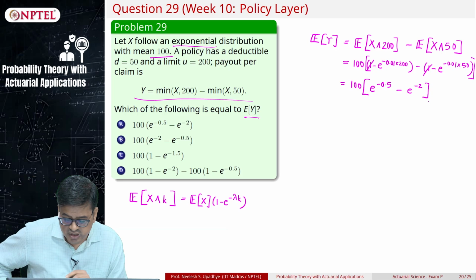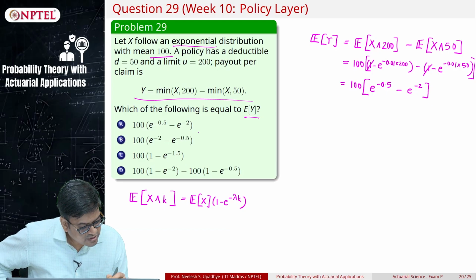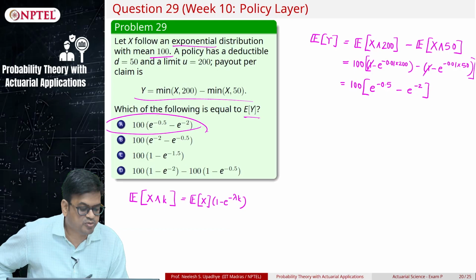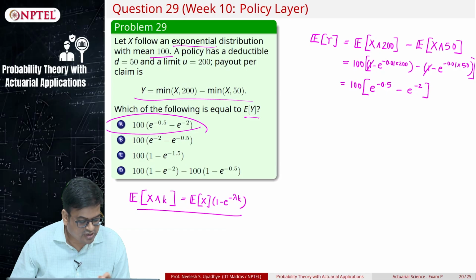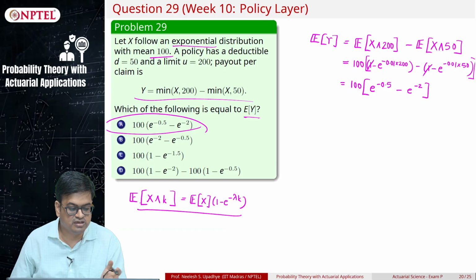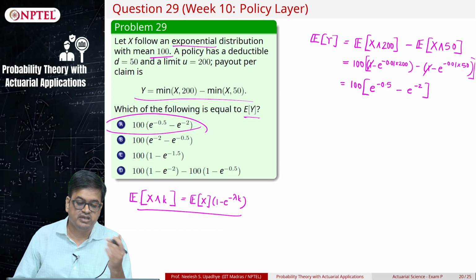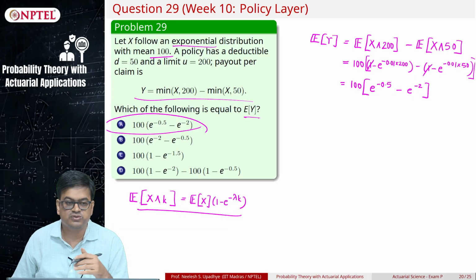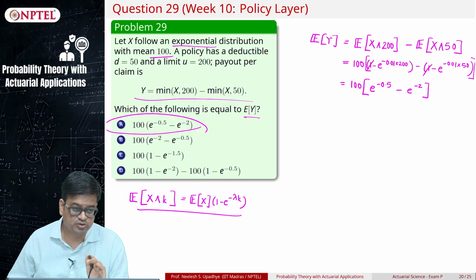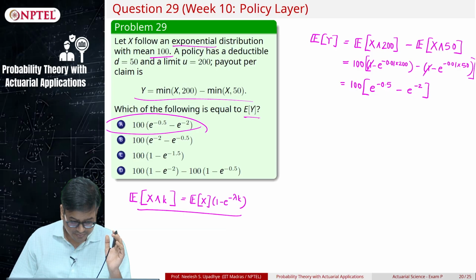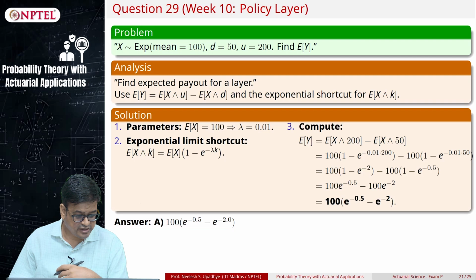Is there any option corresponding to this? Yes, A is the option corresponding to this. So, answer A is the final answer. See, because I knew this shortcut, my job was very easy. Otherwise, I would have to compute all this. If you are using the survivor function, you have to go through lengthy computations. So, this trick significantly saves my time. Okay. So, here is the printed solution for this. You can go through it at leisure.